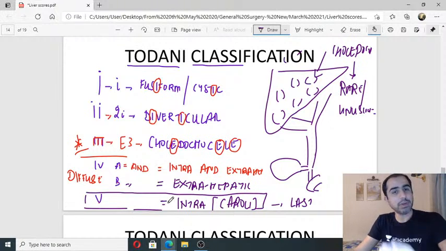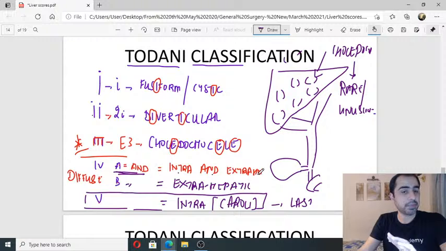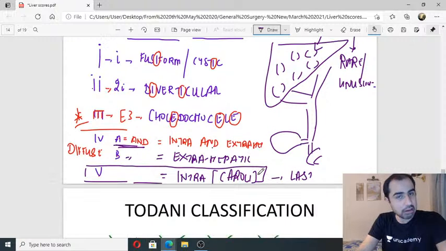Okay, so let's be very clear. Type 1, single E. Type 2, two E's. Type 3 will have 3 E's: choledococele. 4, 5 are going to be diffuse. A for 'and'. So intra and extrahepatic. Alright, absolutely clear. Any doubt?